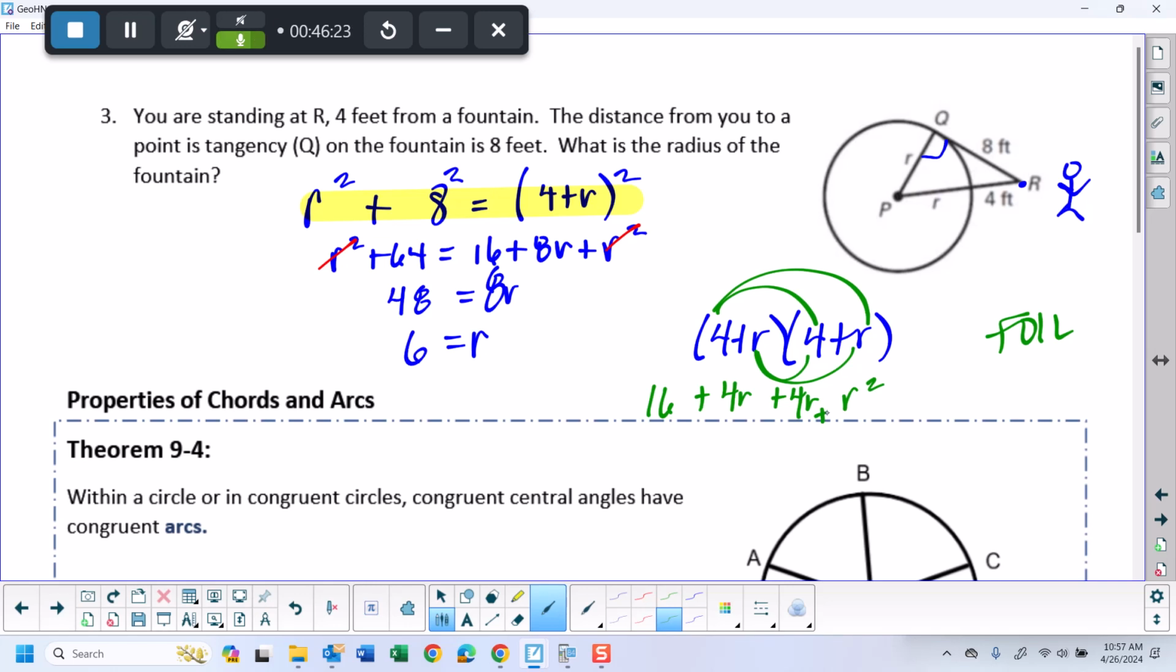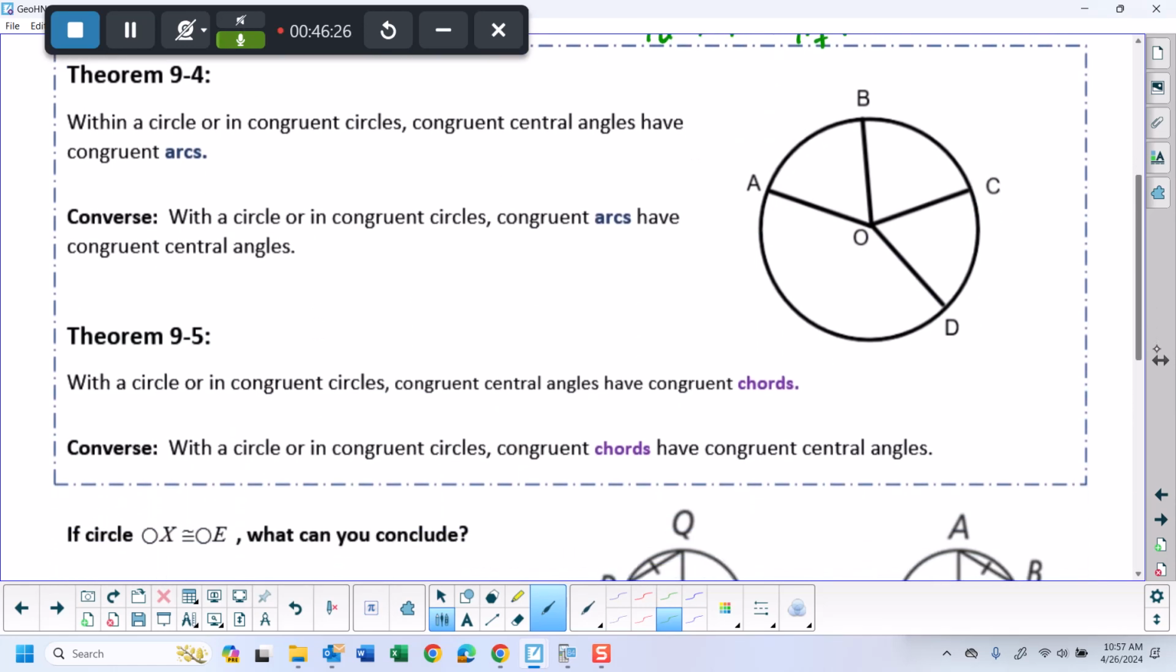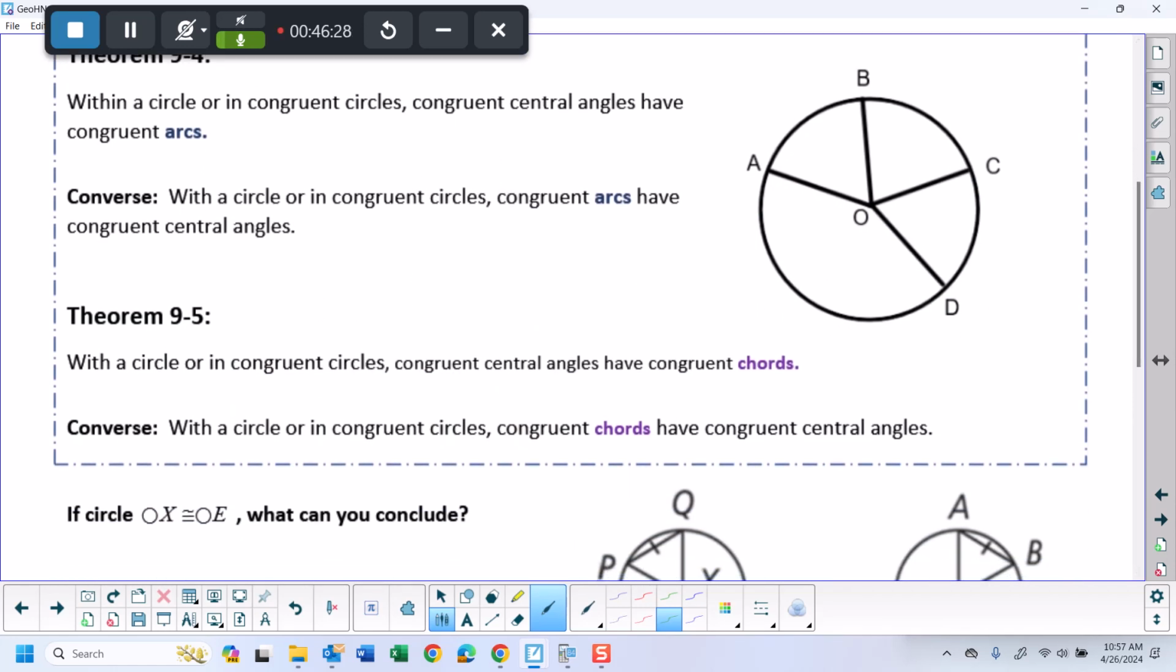Alright, here's some more properties of your chords and arcs. Ready? When I have a circle, or in congruent circles, congruent central angles have congruent arcs. So that means that if I have this as a measure of x, and I have this as a measure of x, that means that these two central angles are going to have the same arc measure that defines them. So the distance from A to B is going to be the same as the distance of C to D. That kind of just makes sense to me.